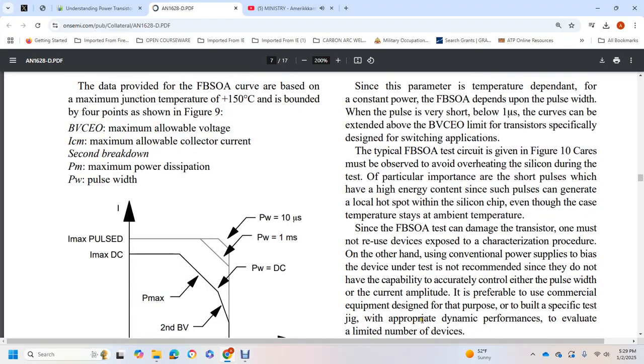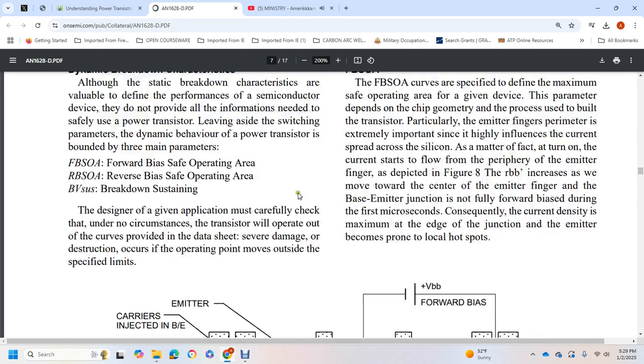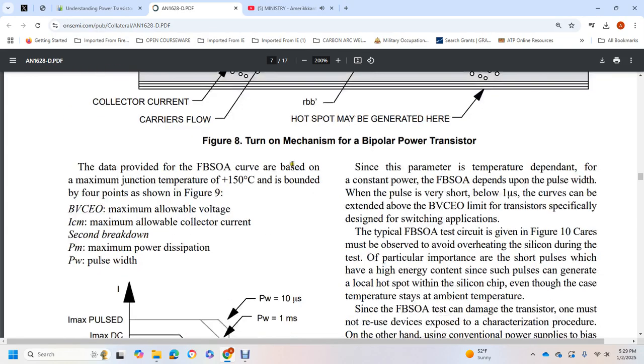Since the temperature depends on the constant power, the forward bias SOA depends on pulse width. For pulses that are very short, below 1 microsecond, the curves extend beyond BVCEO, for transistors specifically designed for switching applications. A typical forward bias SOA test circuit is given in Figure 10. It's the forward bias safe operating area.